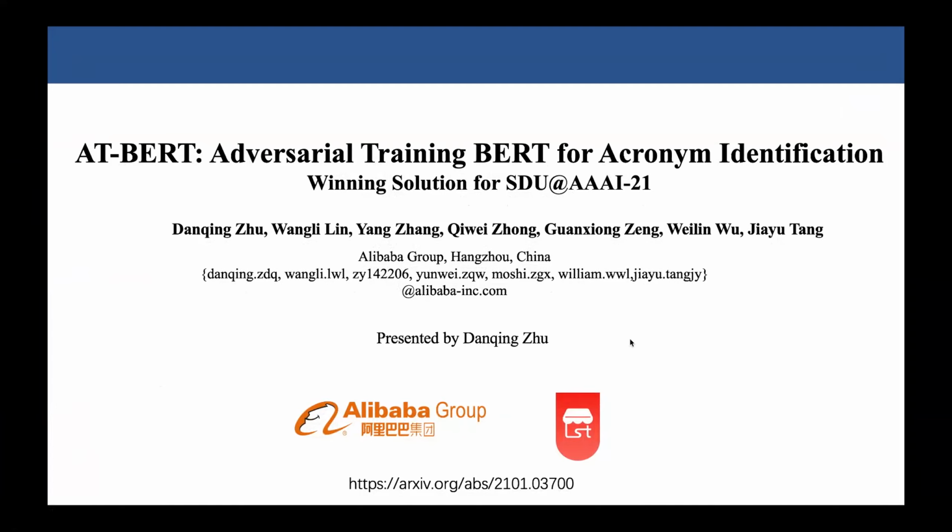Today I'm going to introduce our work on adversarial training BERT for acronym identification, which is the winning solution for shared task 1 of SDU. This is the outline of the presentation, which mainly includes 4 parts.